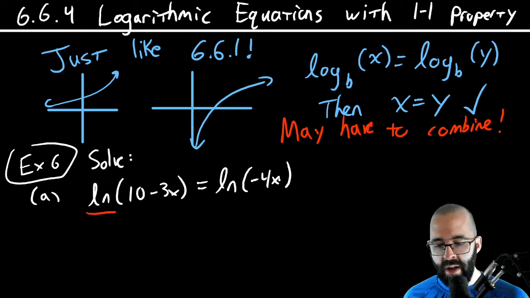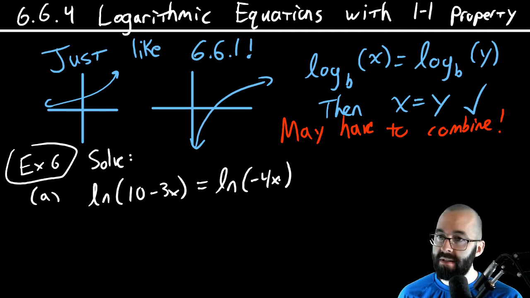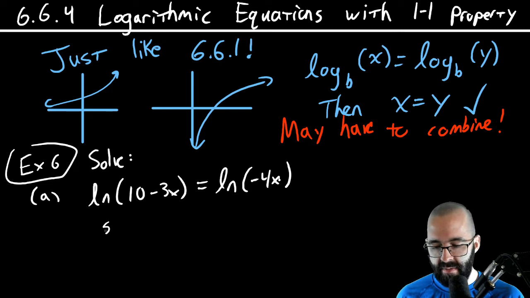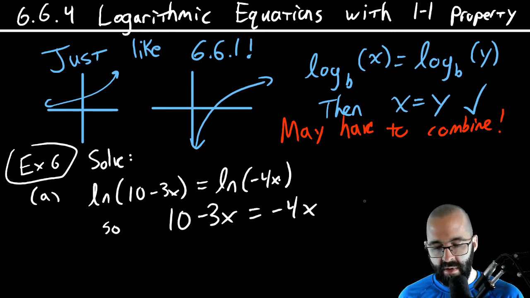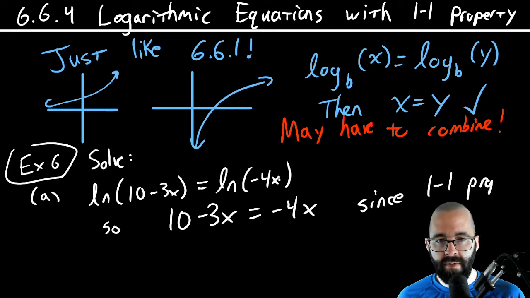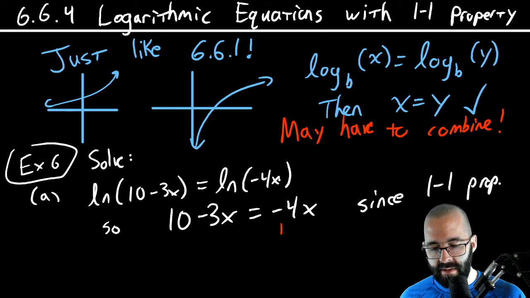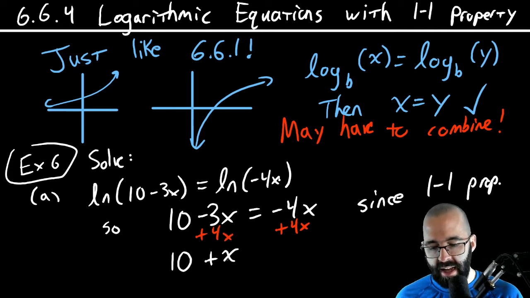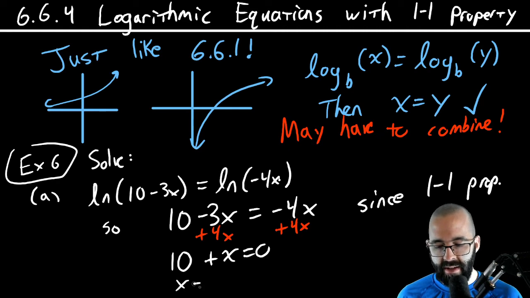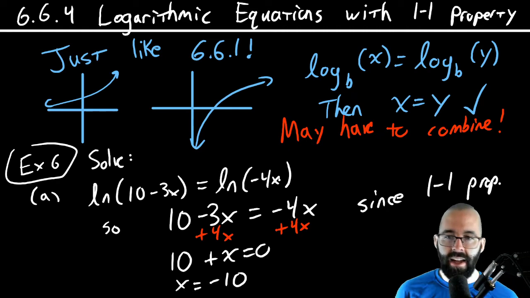So one logarithm equals another logarithm with the same base. So their insides have to be the same. Since same base, we can use the one-to-one property. Now we just solve this. Add 4x to both sides. That gives us 10 plus x equals 0. Subtract 10. x is negative 10.